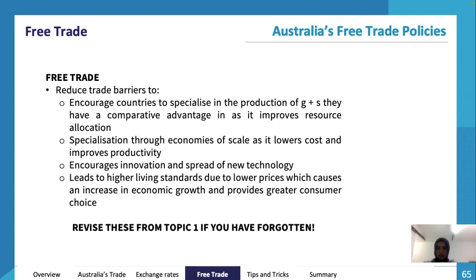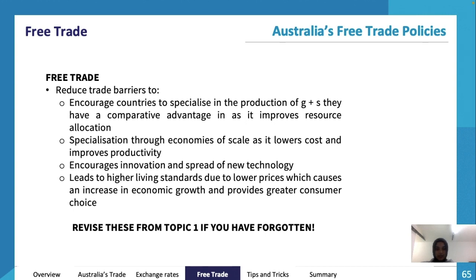imported into the country. So specialization through economies of scale, as it lowers the cost and improves productivity, which is great for the economy as well as businesses, right? So businesses lowering cost will increase profits, and what higher profits mean is more revenue for the government because they pay more taxes.